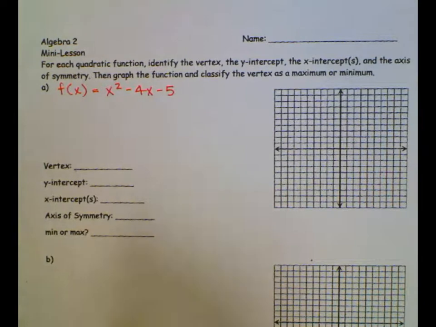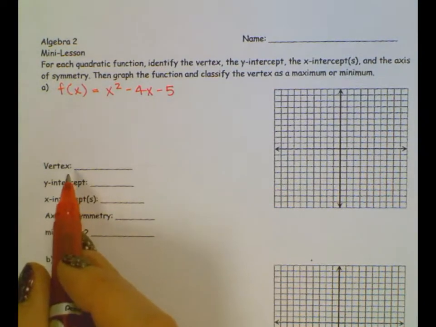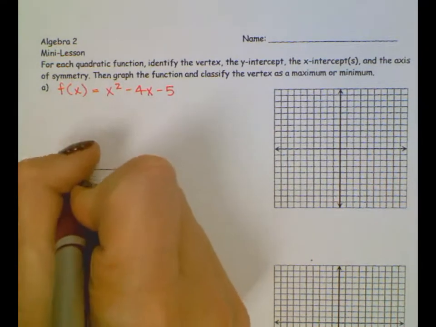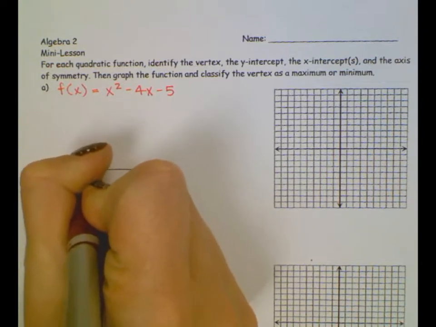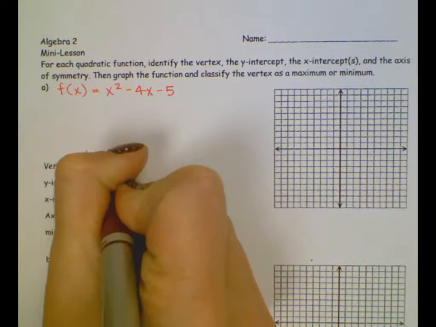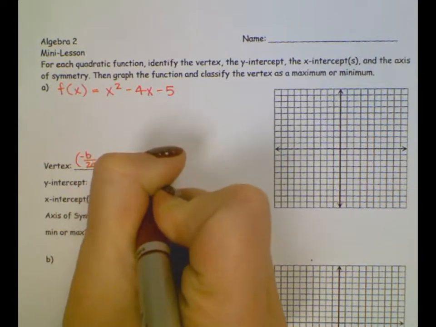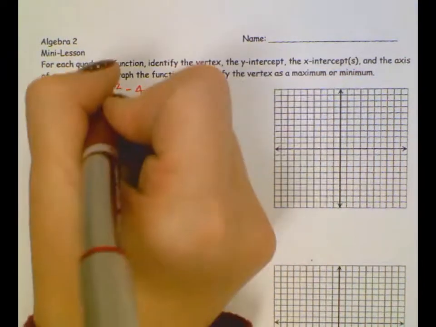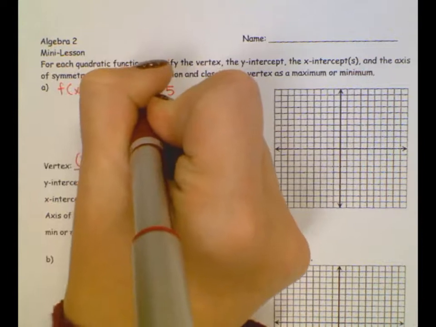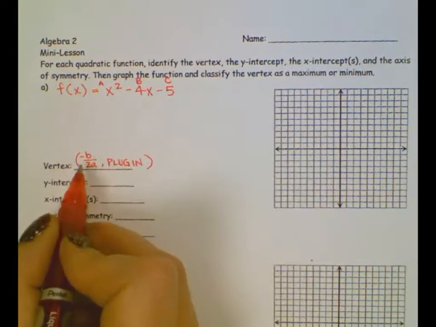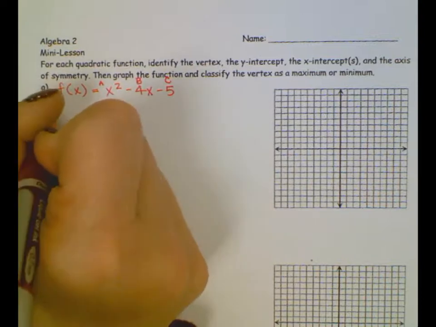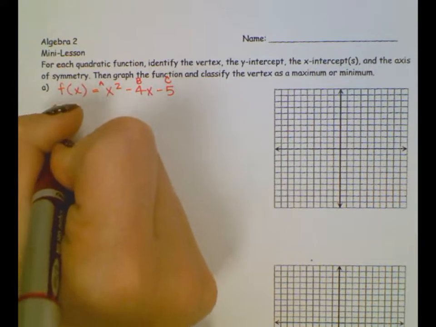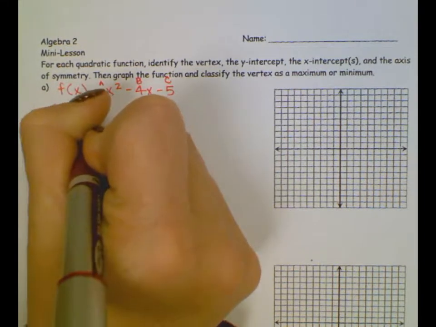First things first, they want us to figure out what the vertex is. Without our calculator, we're going to have to do negative b over 2a, and then remember to get the y, we plug it in. Remember, this is a, this is b, and this is c. I want negative b. Well, the b is already negative, so you're going to do positive b over 2a. So 4 over 2 is 2.